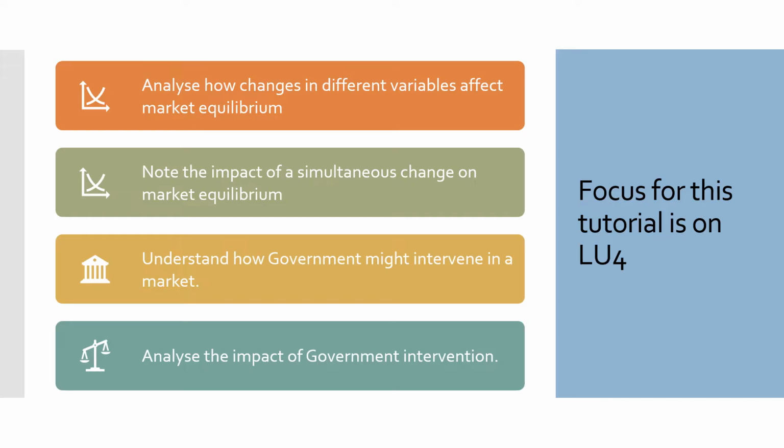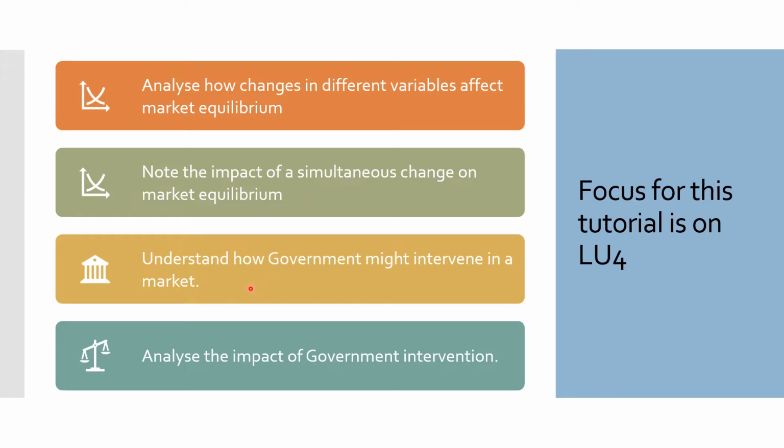Your focus in this tutorial is on Learning Unit 4. That's what you'll be covering in class, or should have covered in class by now. We're going to take a look at how different variables affect the market equilibrium. Do they affect demand? Do they affect supply? What happens if they affect both? Simultaneous change, a change in both demand and supply at the same time.